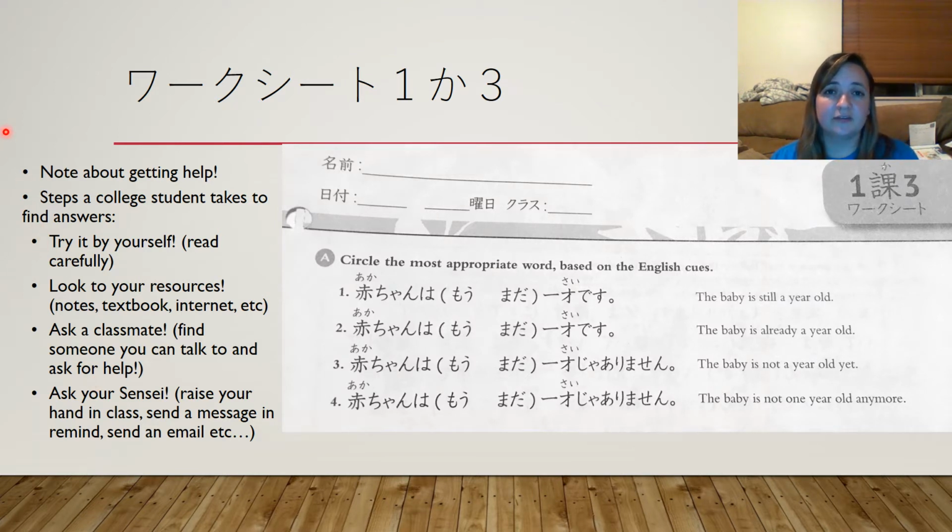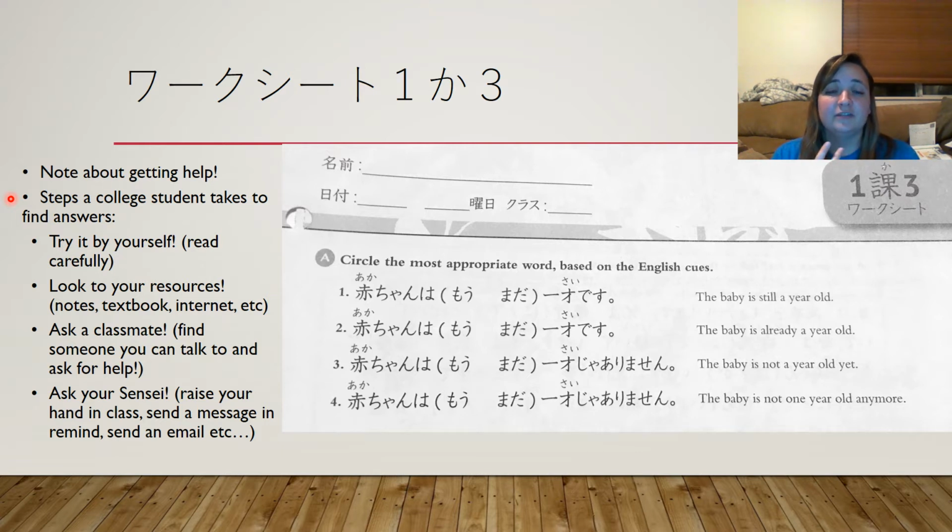So first, for our warm-up, one thing I want to talk about really quick for you guys. I know you guys do pretty good, but just so you understand, it is your responsibility, right, to stay on top of your work and take responsibility as you're becoming adults. So here's some notes about getting help and steps a college student might take to find answers. Number 1, first try it by yourself. See if you actually know how to do it or if you can figure it out, right? Don't just look at something you've never seen and give up, right? So read the instructions carefully. That will be a key.